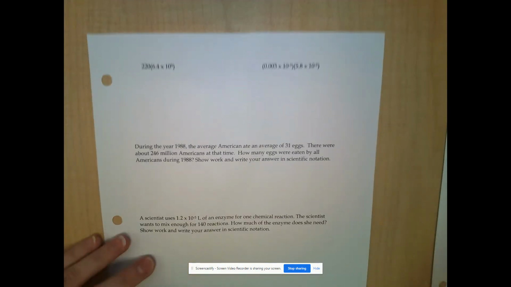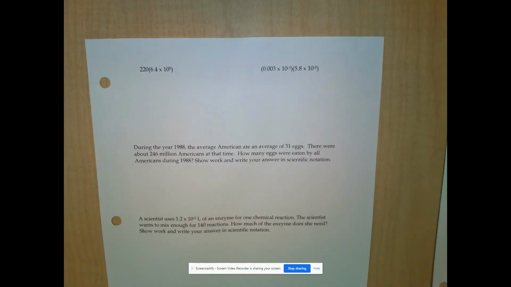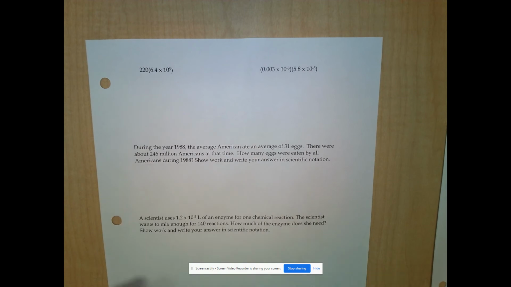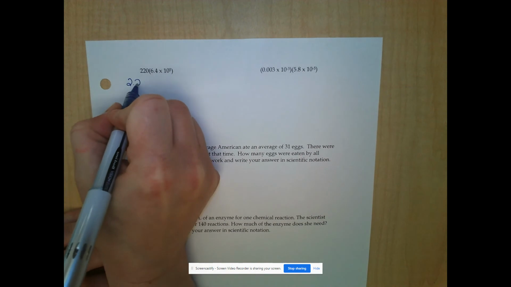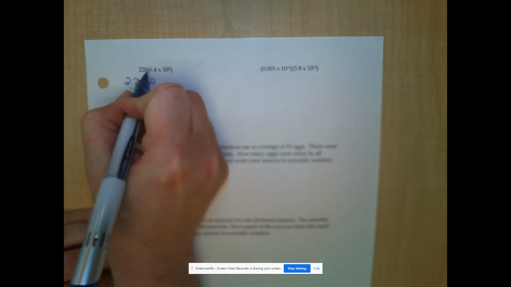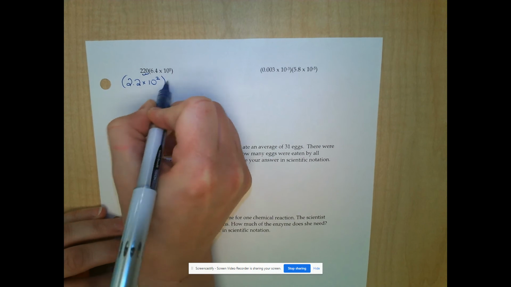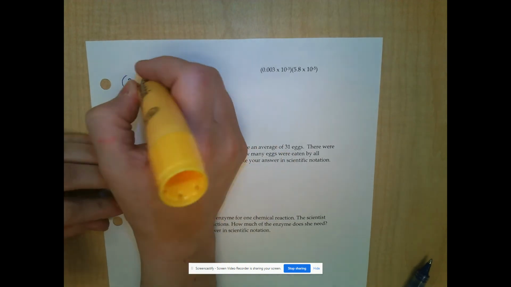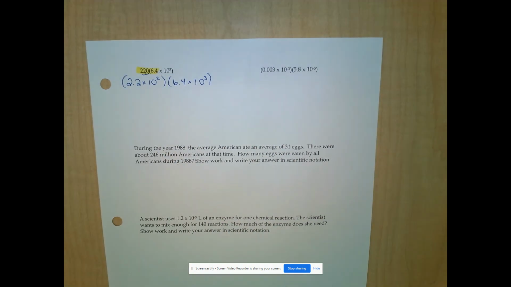Not too terrible. Now, it's obviously not always going to be in table form. This is the same idea. But this time we've got a number that doesn't look like it's in scientific notation. And one of the strategies for that is to make it look like scientific notation. So we can write this as 2.2 times 10 to the 2nd and multiply that by 6.4 times 10 to the 5th. That's one option. Another option is just to multiply the 220 times 6.4 and then work with the result, which is obviously going to be very large, not between 1 and 10.